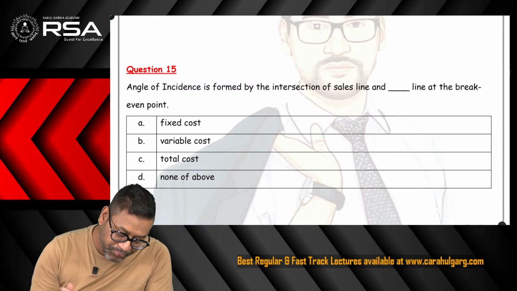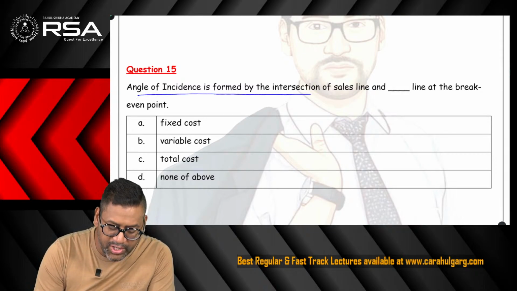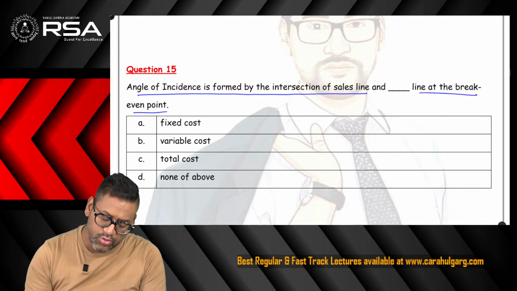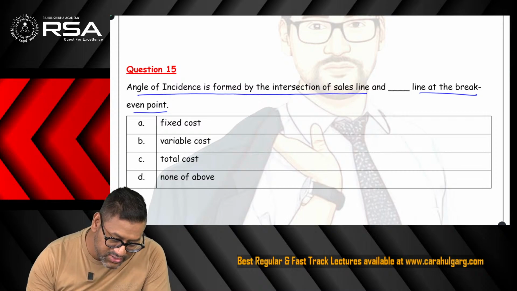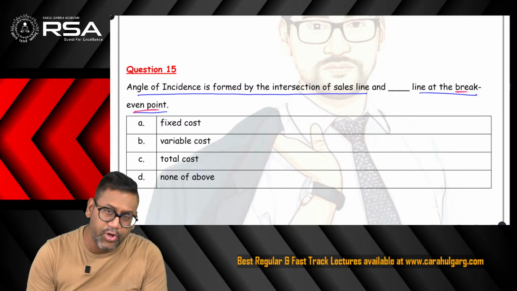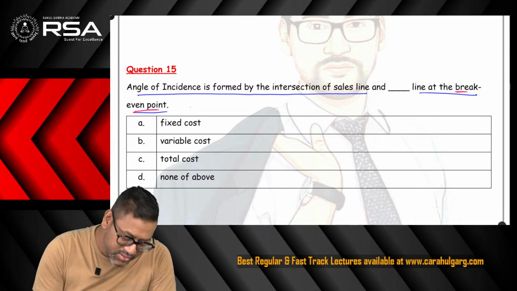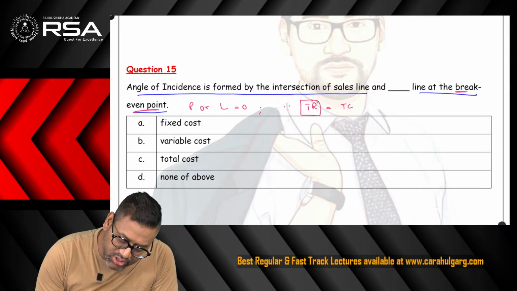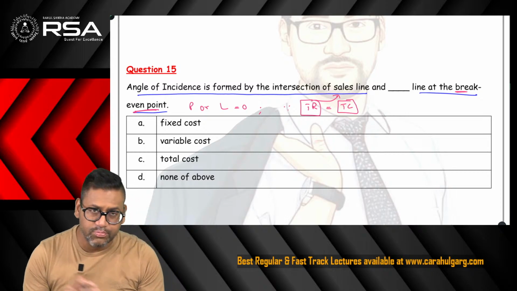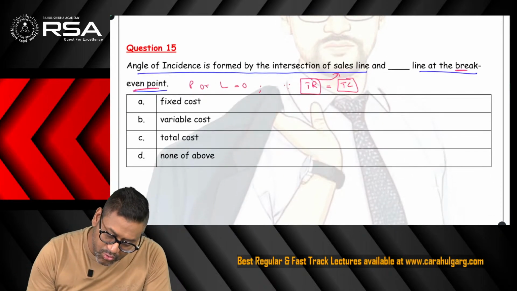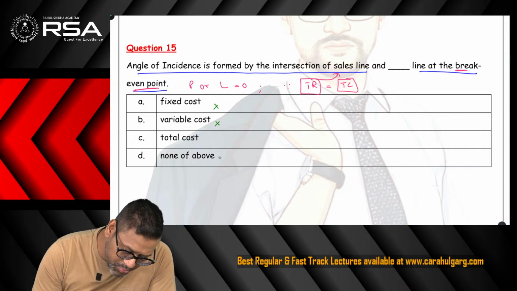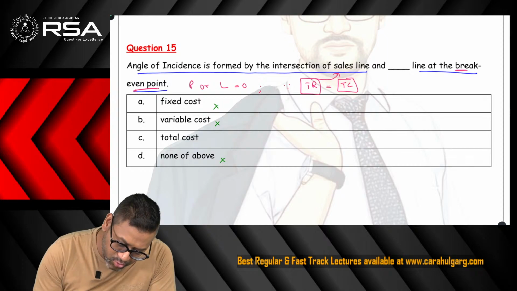Again a wonderful one. The angle of incidence is formed by intersection of sales line and total cost line at the break-even point. So it's not rocket science if you know the meaning of break-even point. Break-even point is the point at which there is no profit or loss. Profit or loss is equal to 0. Why? Because total revenue is equal to total cost. Now total revenue is nothing but the sales, and the total cost means the sum total of fixed and variable. So the options of fixed cost and variable cost are irrelevant. These are wrong options. The correct option is total cost.